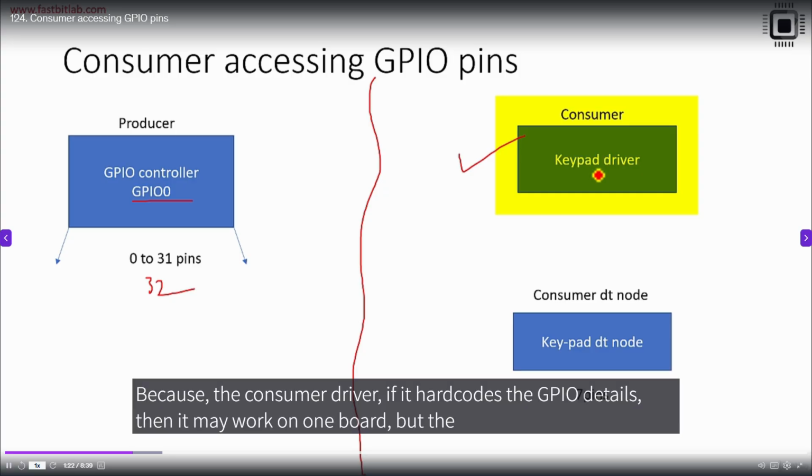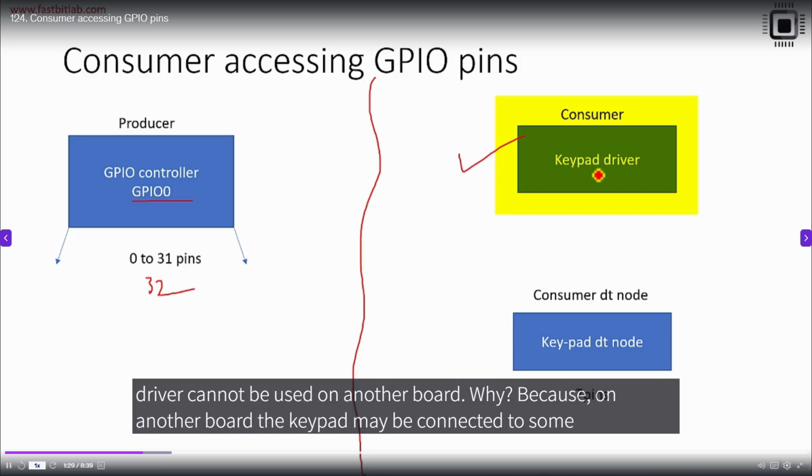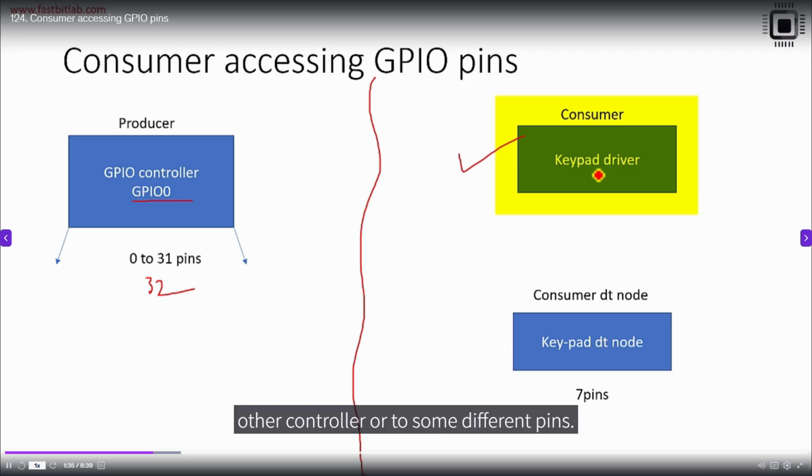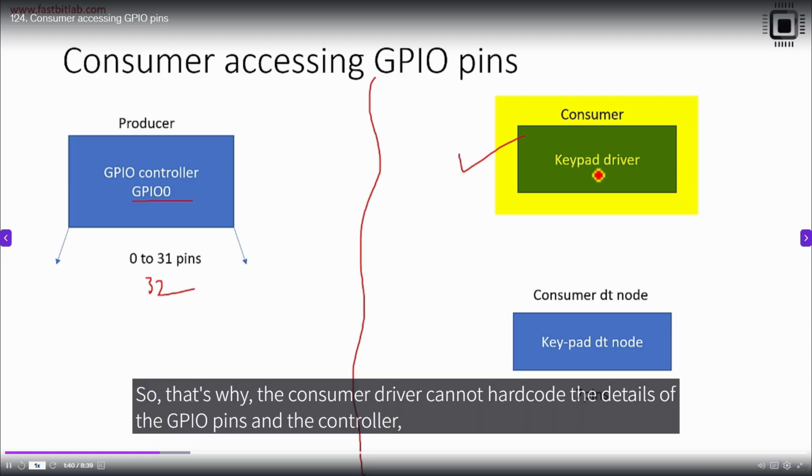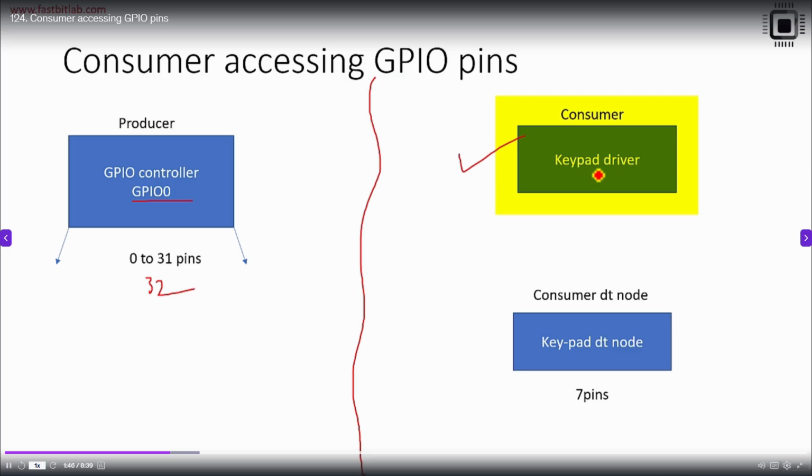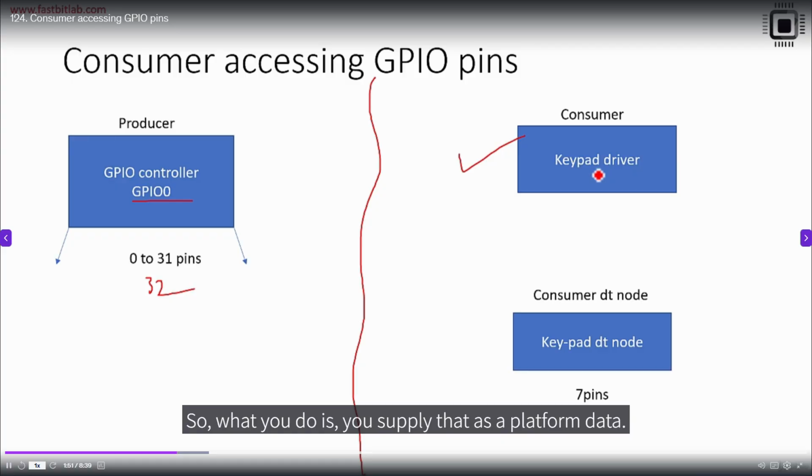Why? Because if the consumer driver hard codes the GPIO details, then it may work on one board, but the driver cannot be used on another board. On another board, the keypad may be connected to some other controller or to some different pins, right? That's why the consumer driver cannot hard code the details of the GPIO pins and the controller, isn't it? Now, how do you solve this problem? What you do is supply that as platform data.